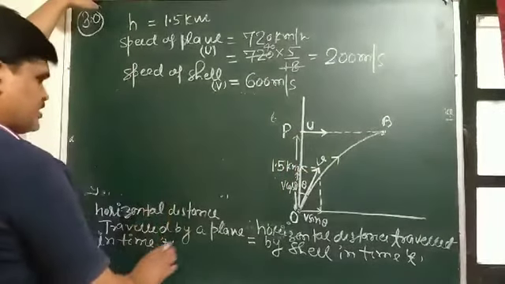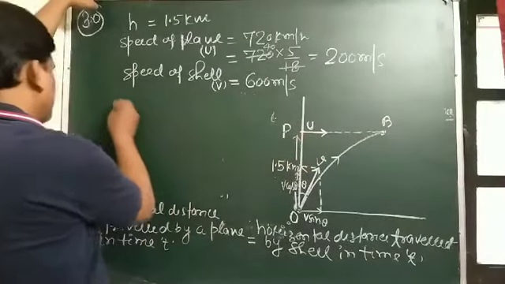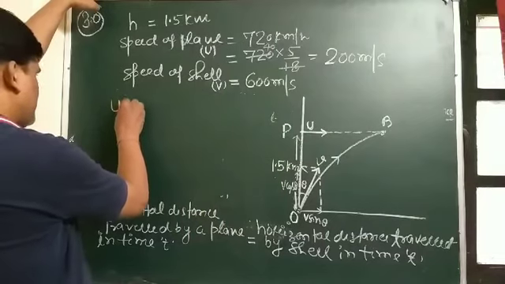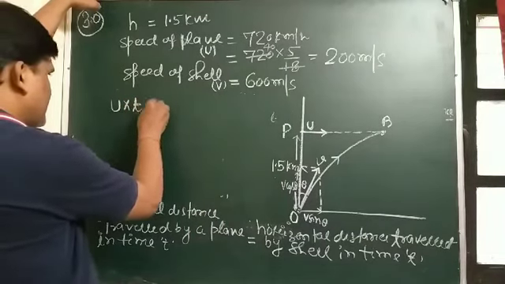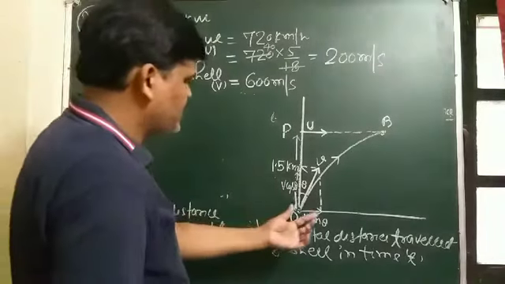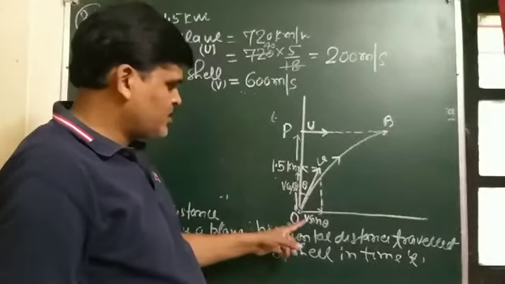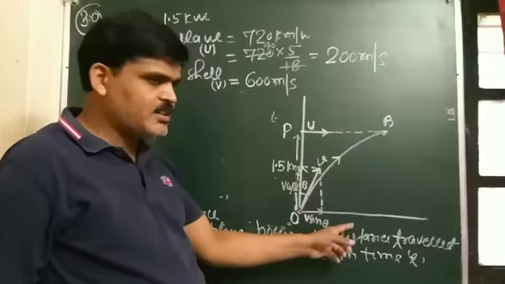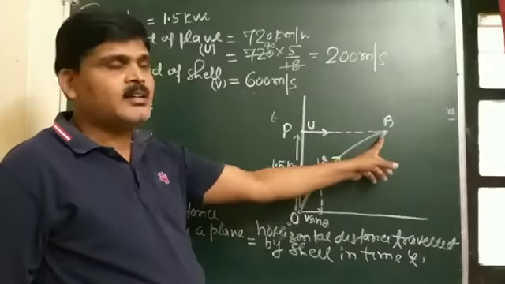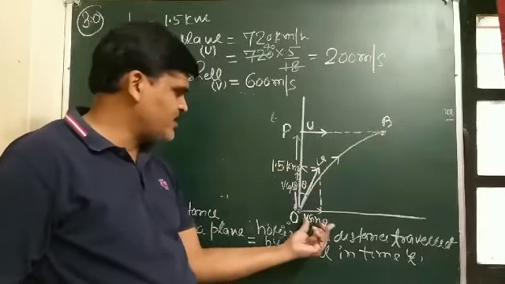Which is distance? Speed into time. So plane speed, that is u, so this will be ut. And horizontal distance, both are the same. So the distance traveled in the horizontal direction by the shell with velocity v sin theta.